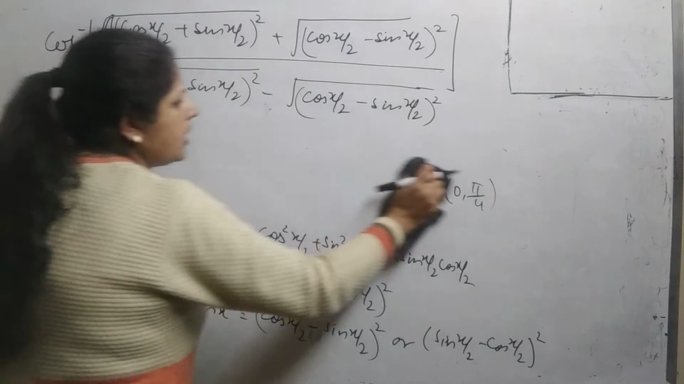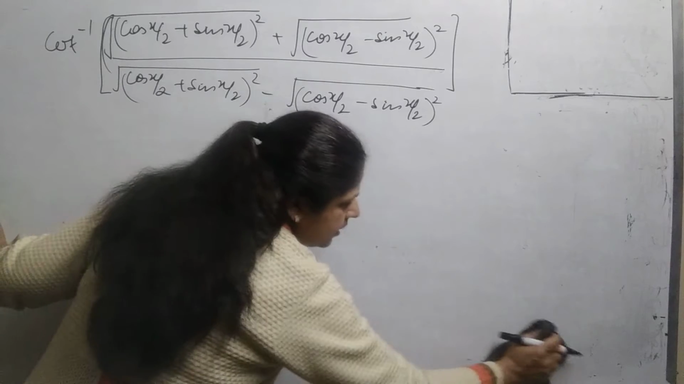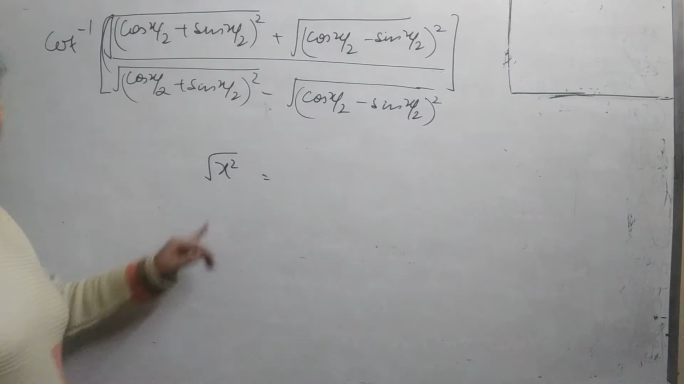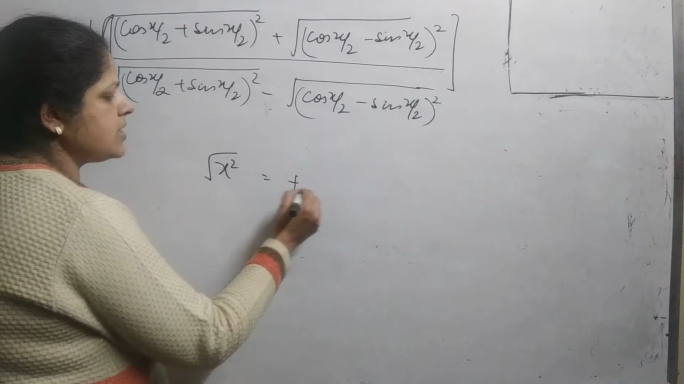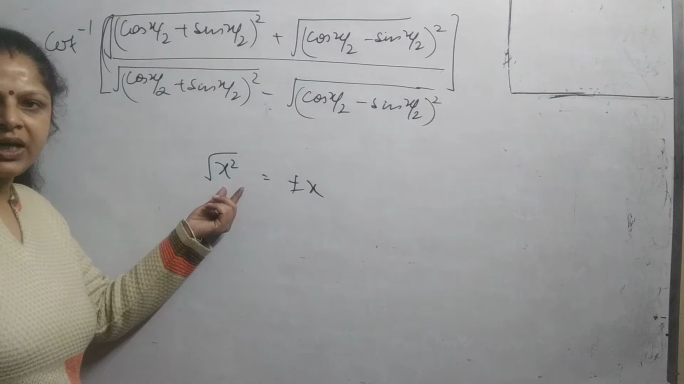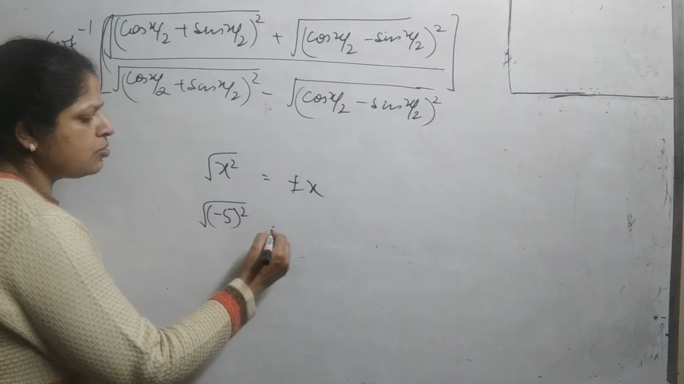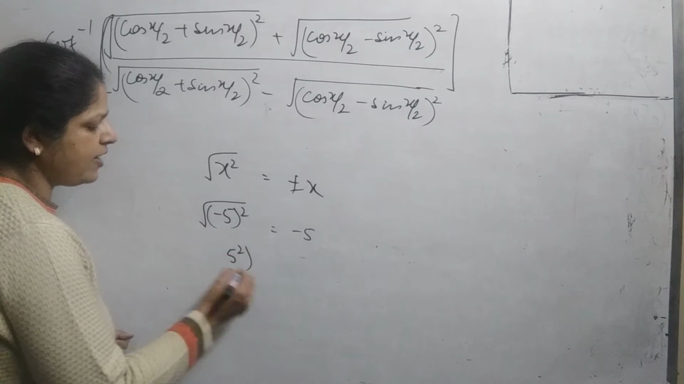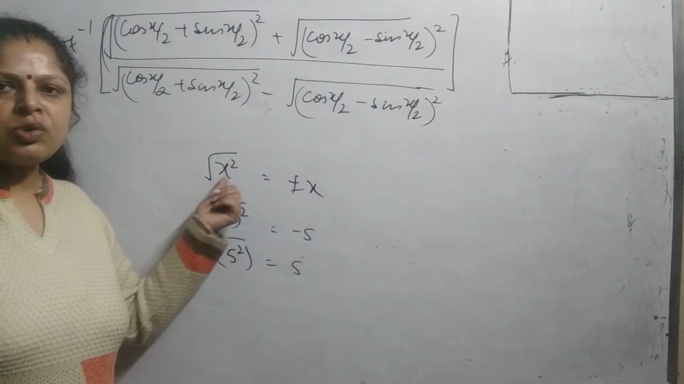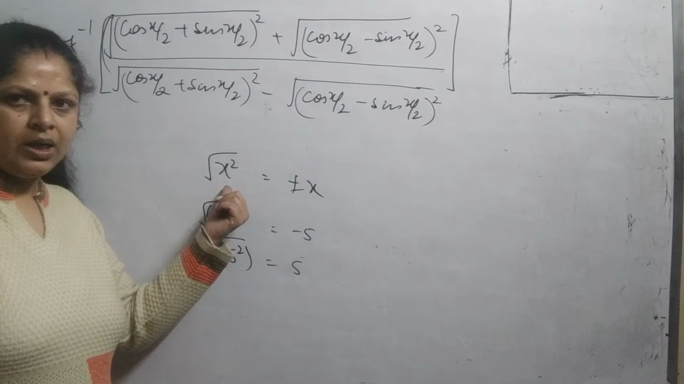whenever I am writing under root x square, under root, this can be plus x or minus x depending upon this quantity, that is x, whether it is positive or negative. If I am having, see what I am saying, minus 5 whole square under root, my answer will be minus 5. If it is 5 square under root, my answer is going to be 5. So whether my end result of square root is positive or negative, that depends upon the quantity which is inside the square. See, okay?